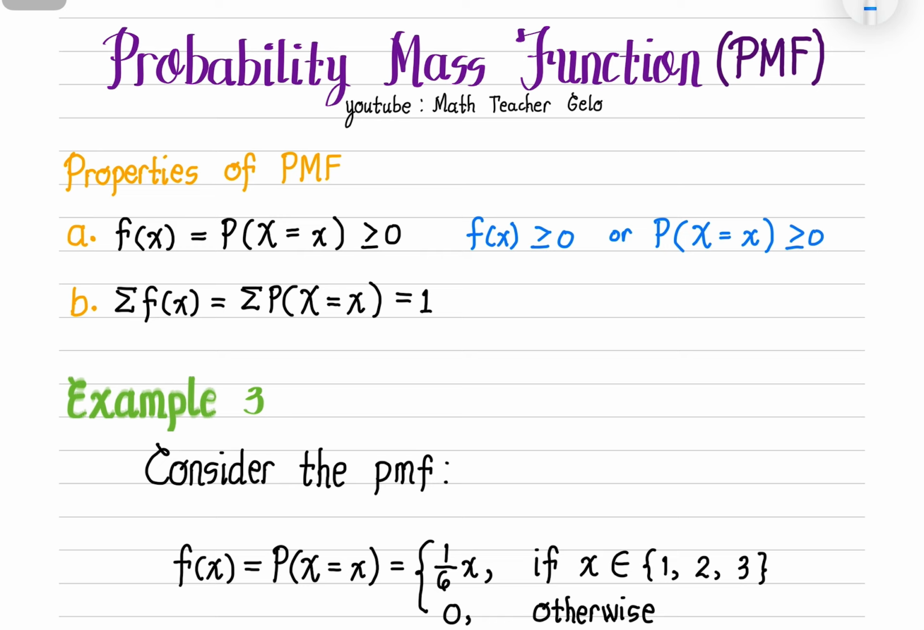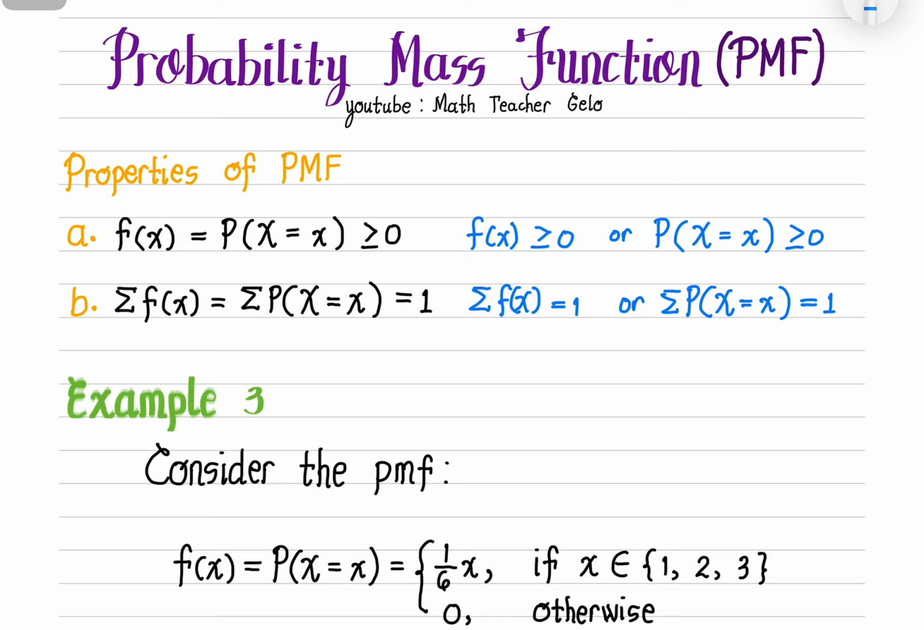Okay, and then for the second one, we can also rewrite as the summation of f of x, okay, so must be equal to 1, or the summation of p of x equals x is equal to 1. Okay? So, ibig sabihin, sa second property, dapat, pag pinag-add natin lahat ng probabilities niya, ay magsasum up tayo to 1 or equal to 1. Gets?